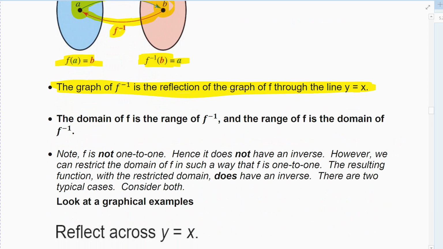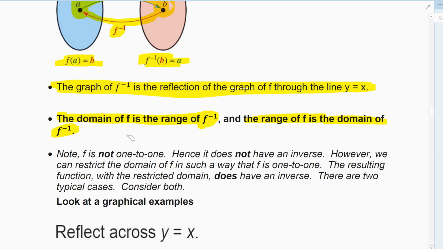Because we switch what x and y do, the domains flip. Whatever was the domain of my original becomes the range of my inverse, and whatever's the range of the original becomes the domain of my inverse. All right, so they flip, because x's and y's flip. So again, the domain and range of f of x will flip, whatever they are.